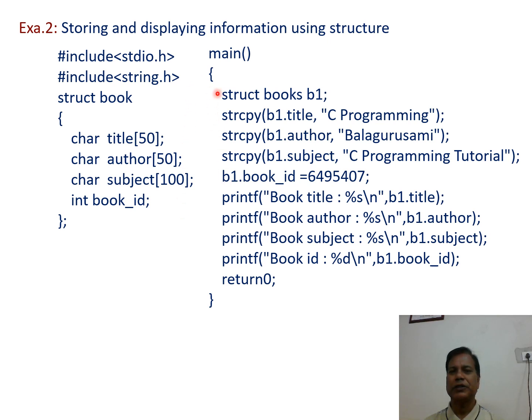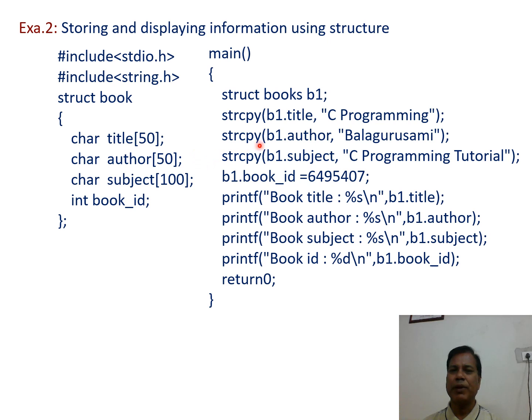Then in the main function, struct book b1. Using this one, we are declaring a structure variable b1. Then strcpy b1 dot title. What is the title of the book 1? This, included in the double quotation marks, "C Programming", is the string. So this is copied as b1 dot title. This is stored with this one.